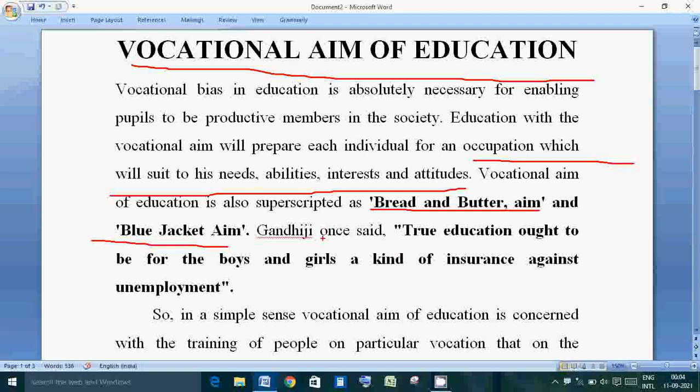Okay, Gandhiji once said, true education ought to be for the boys and girls a kind of insurance against unemployment. Education must be that which helps the students to choose or to stay in that position where they will get employment easily and can engage in earning easily. Gandhiji said that is true education, which is against unemployment. Gandhiji therefore started one education that was basic education. You will later understand what basic education is. In this basic education, Gandhiji mainly emphasized vocation, a craft-centric education.